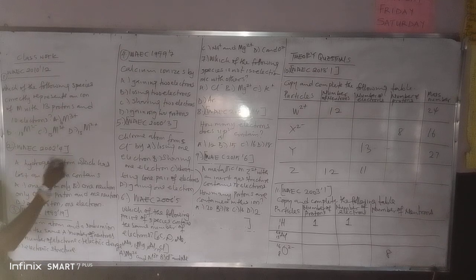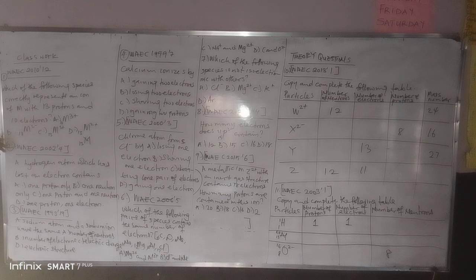So don't forget that when an ion is formed, this is the M, the proton number remains the same, 13. It's the electron number that is involved in the formation of it. Then the mass number is proton plus neutron. We don't have any information on that, there is no neutron number here.